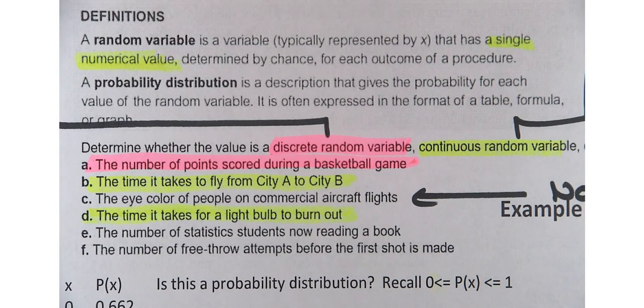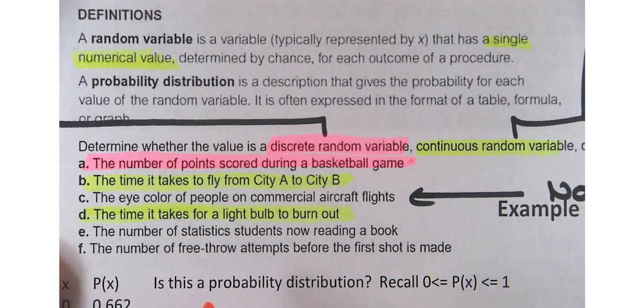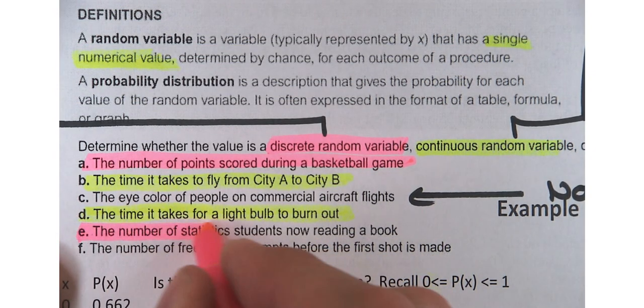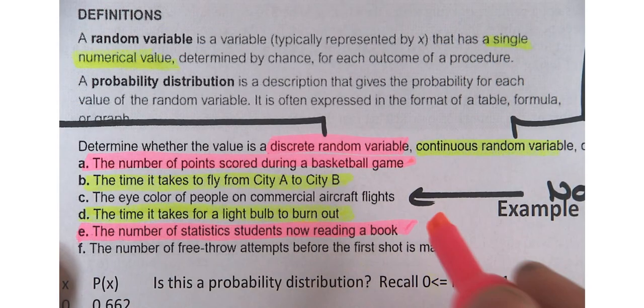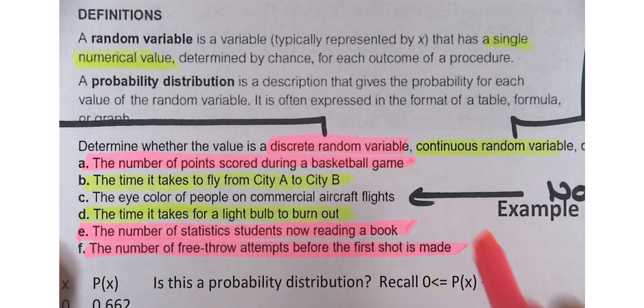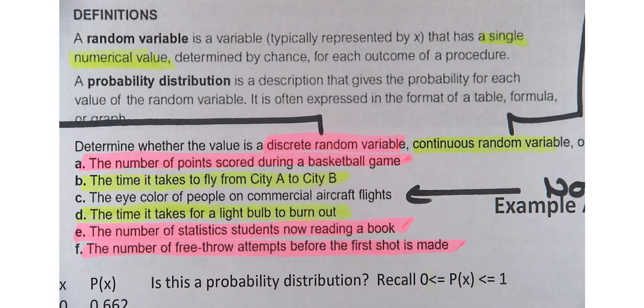The number of statistics students now reading a book. Can that be a continuous random variable? No, you can't have 3.14 statistics students reading a book. It's 3 or 4 or 5 or whatever, but it's a discrete quantity. Same thing with the number of free throw attempts. You can't have those numbers in between. So it's a discrete random variable.